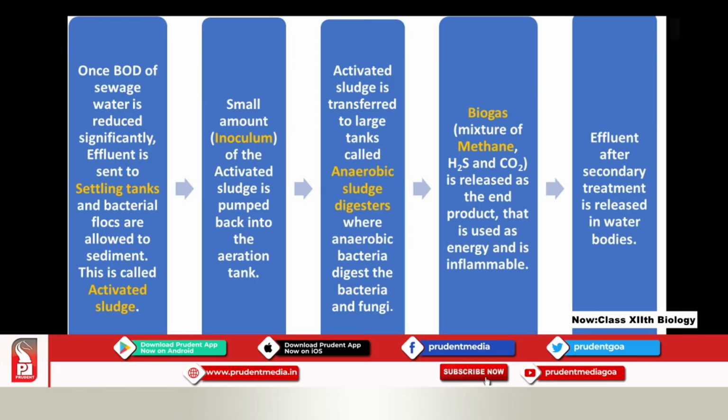Biogas is a mixture of methane, which I highlighted because it is predominant, H2S and carbon dioxide, which is very, very important. So the biogas produced is methane, CH4, hydrogen sulfide H2S and carbon dioxide. This is released as the end product, and it is used as energy and is highly inflammable.